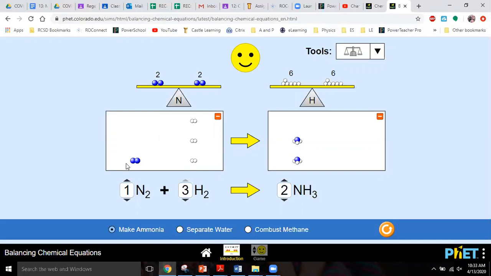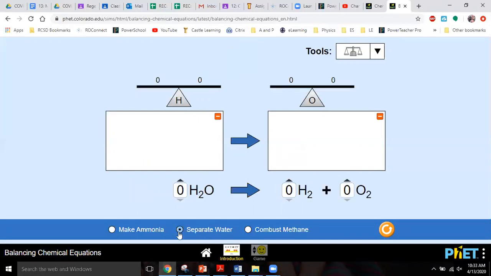It's still the same chemicals. Nitrogen and hydrogen makes ammonia. It's just that you need only 1 nitrogen molecule, but you need 3 hydrogen molecules, and you'll be able to produce 2 ammonias. Down below, eventually, you're going to be able to balance these without the pictures, but for now, you'll be looking at the pictures. Let's do just one more together.